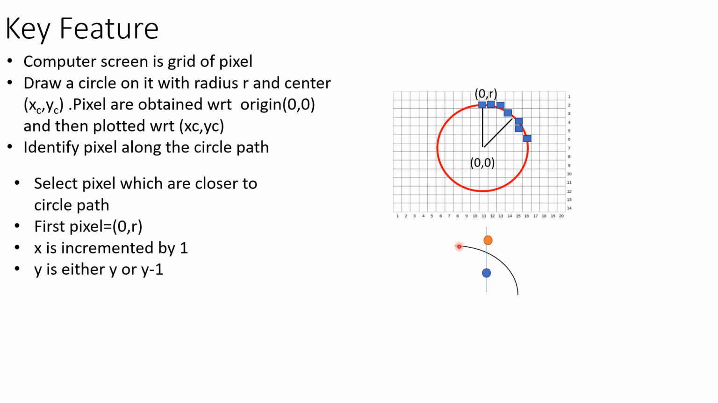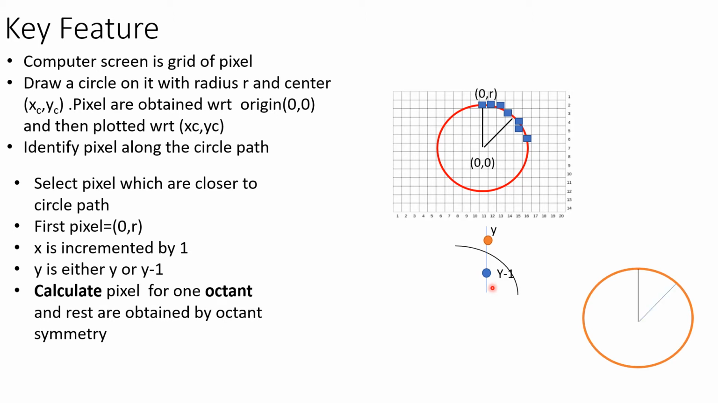Since this is the given actual circular path and these are the two candidate pixels amongst which the decision is to be taken, along the x-axis the value of x is incremented by 1, whereas the decision is taken on y, whether we have to choose the upper pixel or the lower pixel. The pixel which is nearer to the circle path will be taken as the final pixel. Calculations are done in one octant. We follow octant symmetry, meaning we perform the calculation in one octant and the rest of the points are obtained using octant symmetry. So calculations in the circle drawing algorithm are reduced by using octant symmetry.